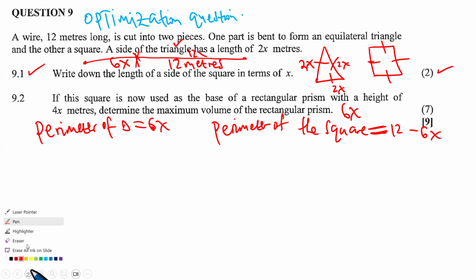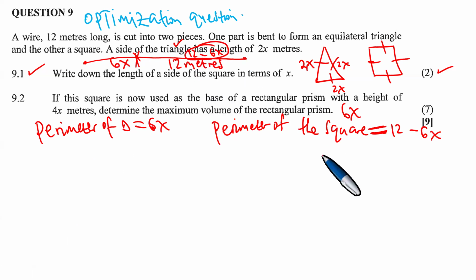It's 12 minus 6x. So it means, therefore, out of the 12, we remove 6x to form the triangle. And then the remaining part would be for the square. For the square, we're left with 12 minus 6x. Out of the 12, we have removed the 6x, which we used to form the triangle, and the remainder, 12 minus 6x, is used to form the square.